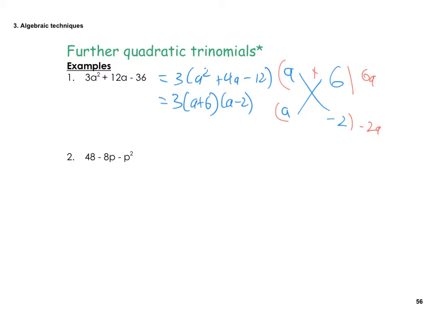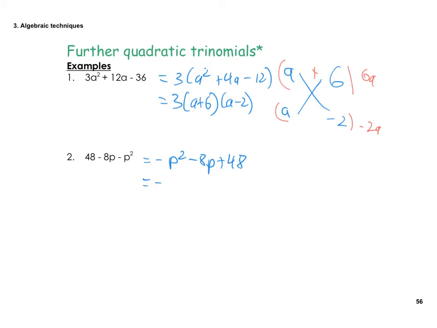All right, question 2. This one's interesting. What we might do as a first step is to rearrange it so we have squared, letter, number. So my first step is this: minus p squared minus 8p plus 48. Now these are much easier if the square bit is negative. So what I'm going to do now is actually factorize out that negative.